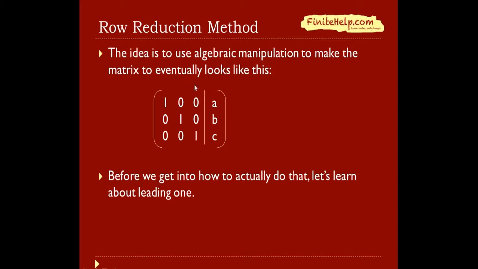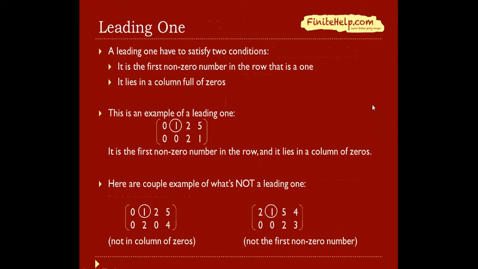But before we actually get into how to reduce the matrix to look like this, we're going to learn about this thing called a leading one. So a leading one has to satisfy two conditions in order for it to be a leading one. First, it has to be a first non-zero number in the row that is 1. And it also has to lie in a column full of zeros.